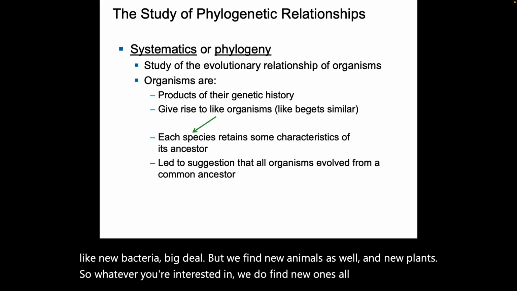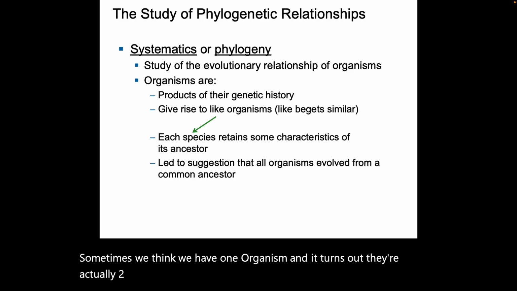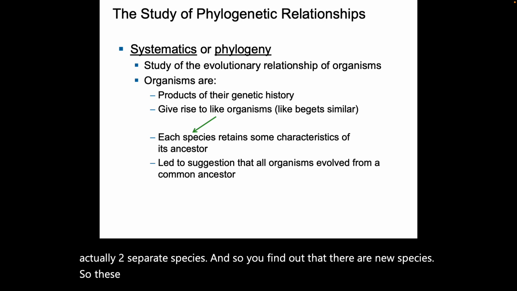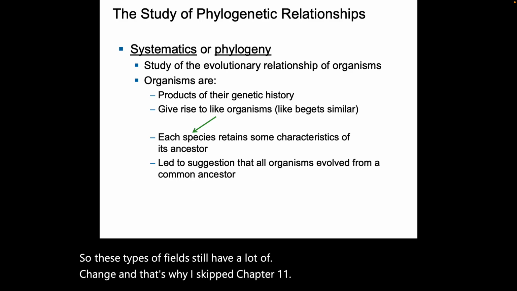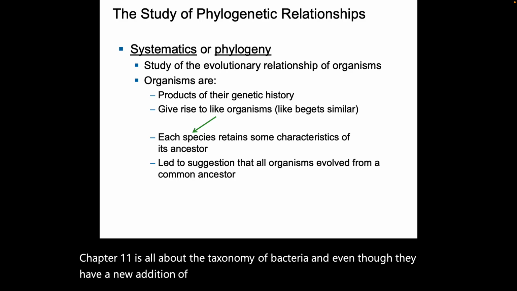Sometimes we think we have one organism and it turns out they're actually two separate species. And so you find out that there are new species. So these types of fields still have a lot of change. And that's why I skipped chapter 11. Chapter 11 is all about the taxonomy of bacteria. And even though they have a new edition of the textbook, it's still out of date. So, because it changes all the time.